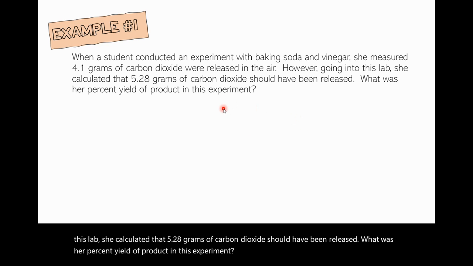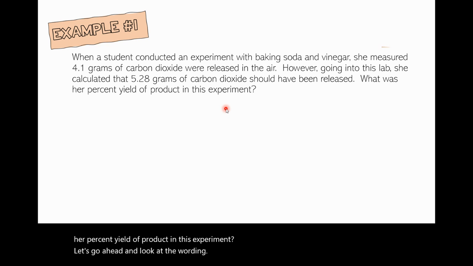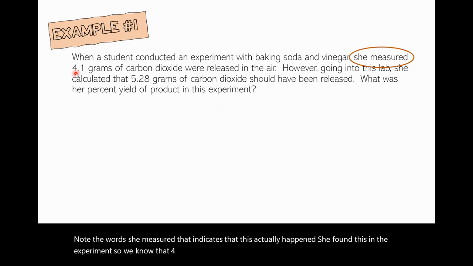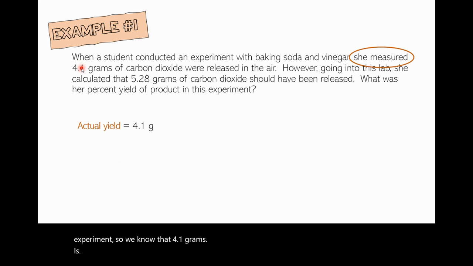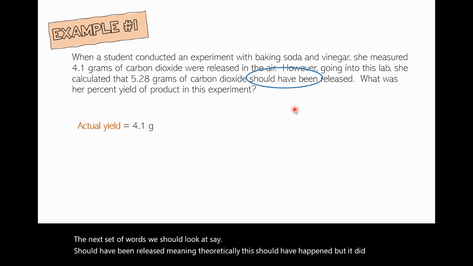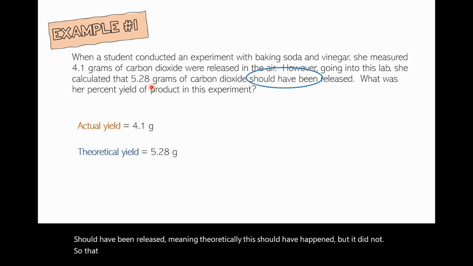Well, let's go ahead and look at the wording. Note the words she measured. That indicates that this actually happened. She found this in the experiment. So we know that 4.1 grams is the actual yield. The next set of words we should look at say should have been released, meaning theoretically this should have happened, but it did not. So that indicates that the 5.28 grams of CO2 is our theoretical yield.